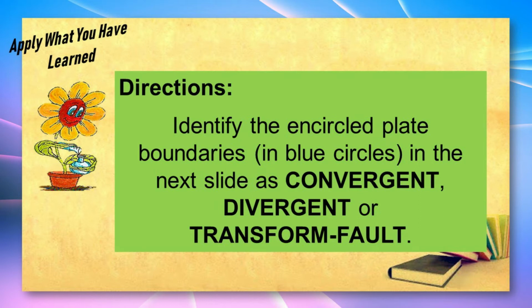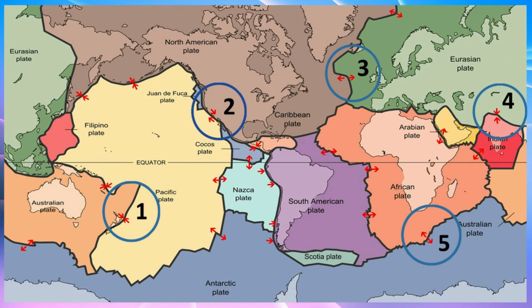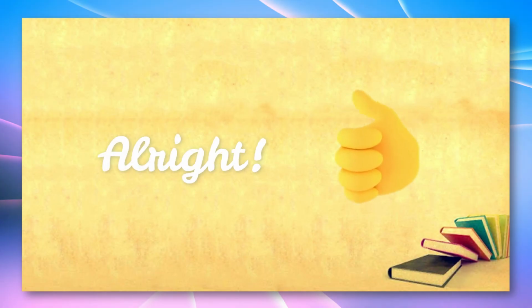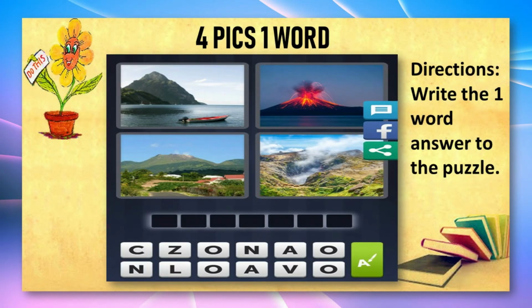Let us now apply what you have learned. Identify the encircled plate boundaries in blue circles in the next slide as convergent, divergent, or transform fault. Alright, we're done with the types of plate boundaries. Now, let us move on to the next part of our lesson. Write the one-word answer to the puzzle.